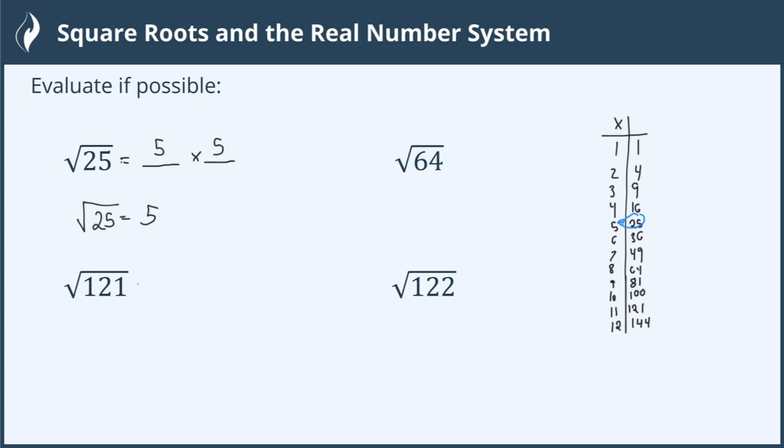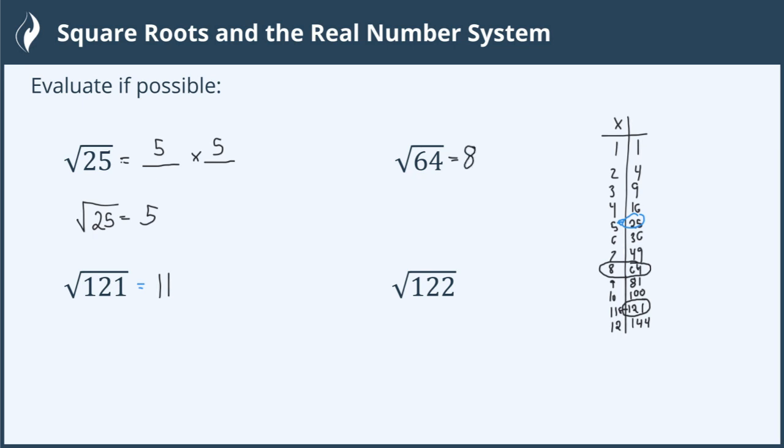Let's look for 121 on the chart. 121 does fall on the chart here, and it means 11 times 11 is 121. The square root of 121 is 11. 64 is also on the chart right here, and it corresponds with the number 8, or 8 times 8 is 64, making the square root of 64 8.